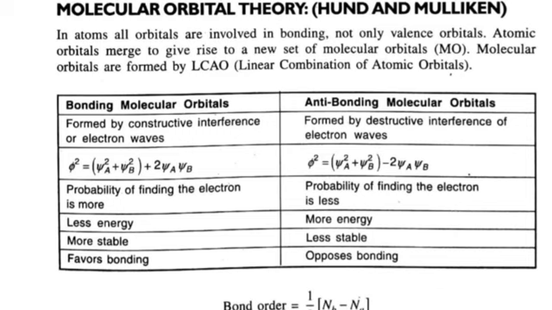Anti-bonding molecular orbitals are formed by the destructive interference of the electron waves. Psi square is equal to psi square A plus psi square B minus 2 psi A into psi B. The probability of finding the electron is less, more energy, less stable, and it opposes bonding. Bond order formula: half into (NB minus NA), where NB means number of bonding electrons and NA means number of anti-bonding electrons.